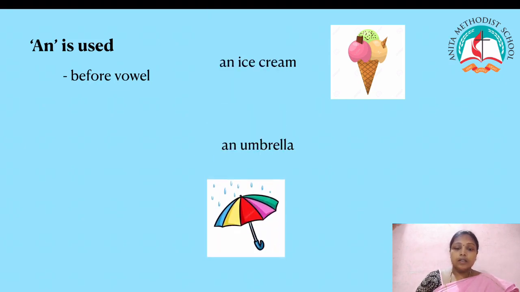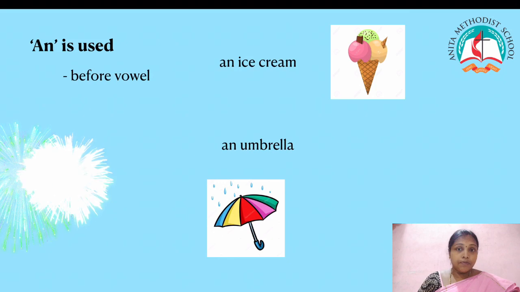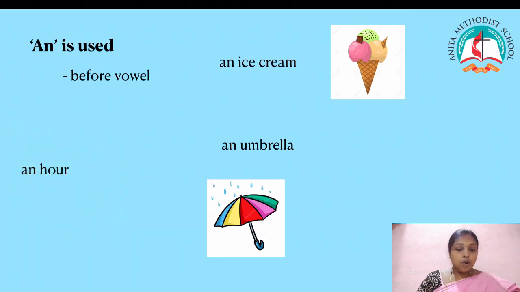So an is used before a vowel, and also an is used where the letter H is silent. For example, can you see an hour? We have to pronounce it as our. Here H is a silent letter. So in this case, we have to use the article an: an hour, an honest, an honor.